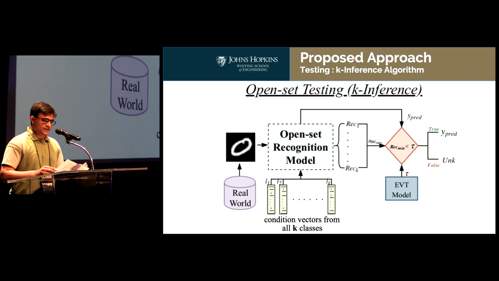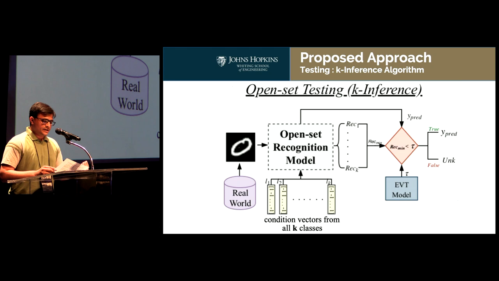If the minimum reconstruction error is less than the threshold, we identify it as known and predict the label computed by the classifier. If the minimum reconstruction error is greater than the threshold, we predict that the input belongs to an unknown class. Since this testing approach requires feed-forwarding the input k times, we refer to this algorithm as the k-inference algorithm. We evaluate this algorithm on the face dataset and object recognition datasets.